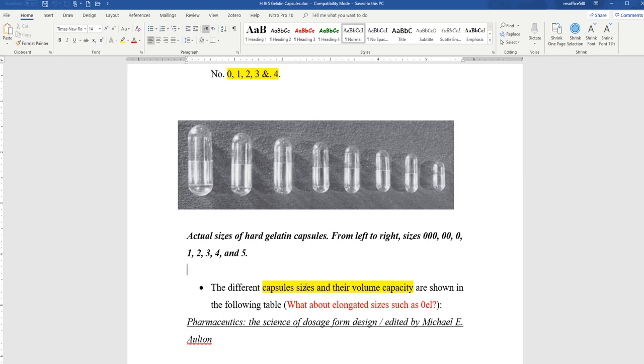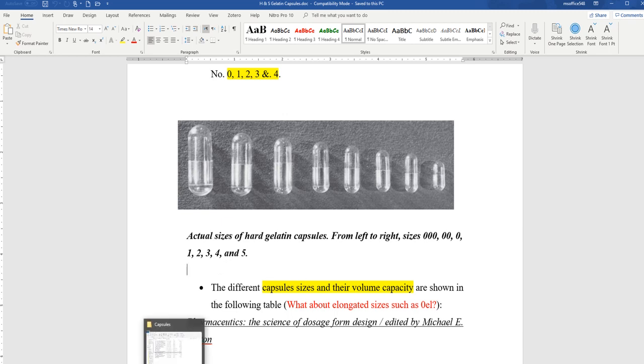Of course, they are in order to accommodate more formulation. Instead of going to, for example, instead of 0 I need to use 00 because there is more space here and there is less space here. So instead of doing that, and it will be difficult to swallow it, we will use the same capsule but the elongated type. It's a little longer. But this is a homework.